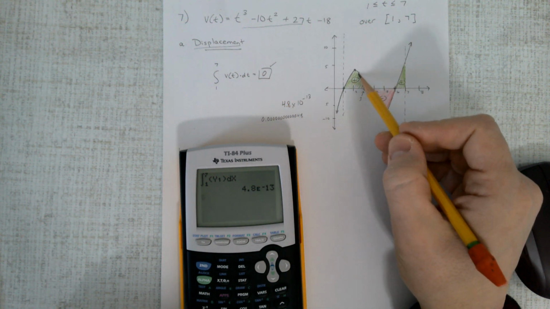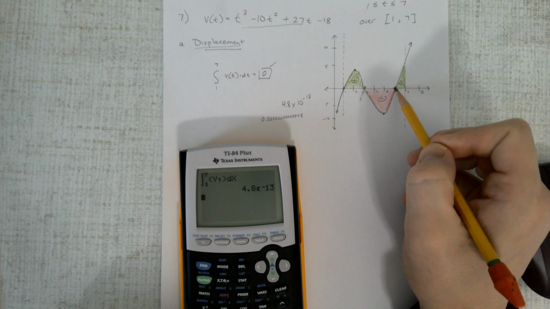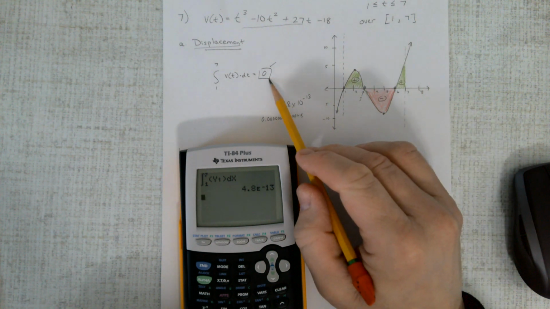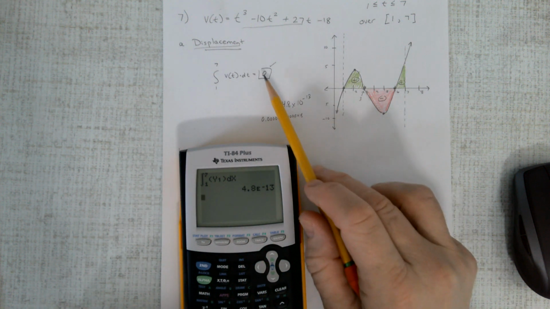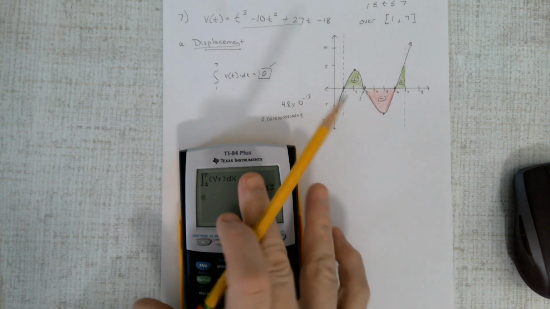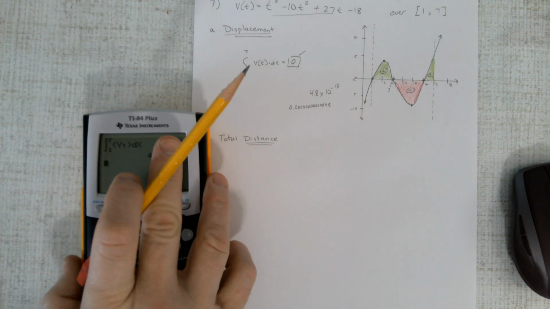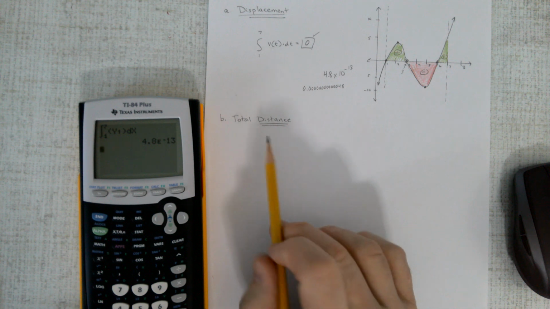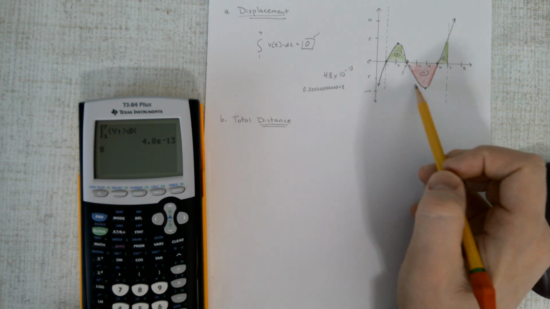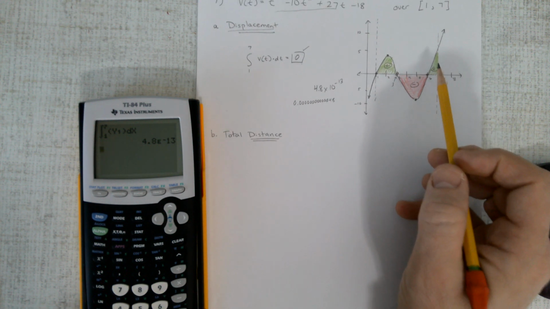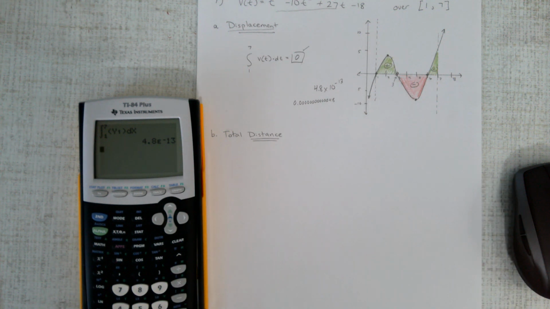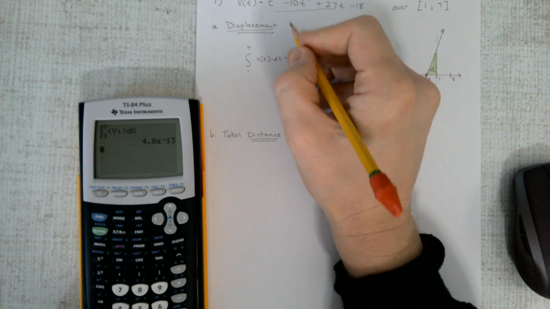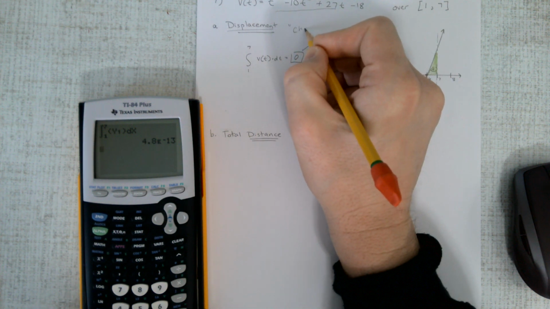You drive forward for a while, then you drive backwards for a while, then you drive forwards for a while, and everything cancels out, and you're back to the same spot where you started. Sorry, there wasn't a change in your position. However, you did travel a lot of distance. You traveled all of this and all of this and all of this, just sometimes it was forward and sometimes it was backwards. So, displacement means overall change.